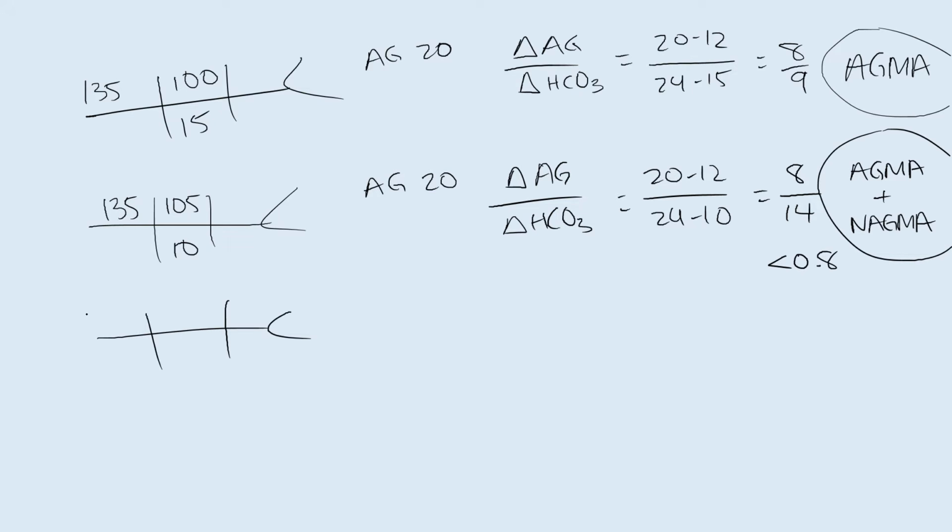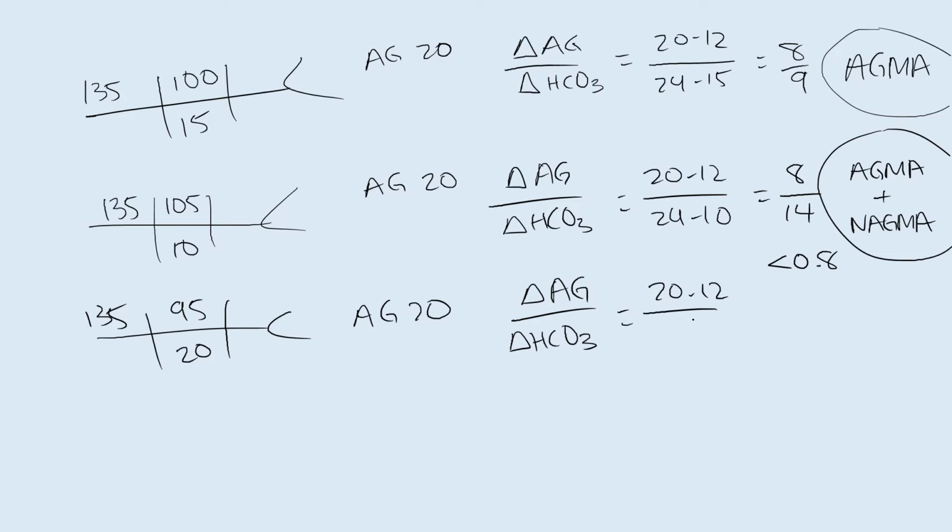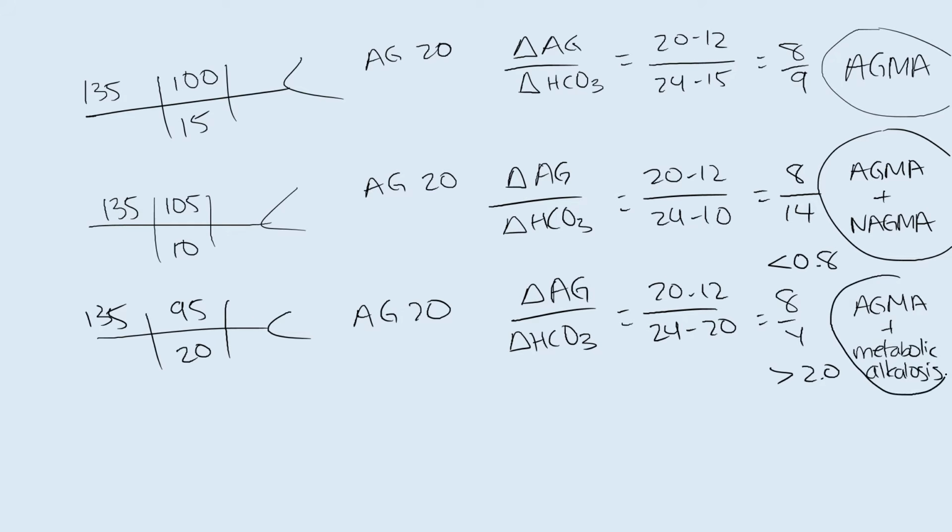Final example here. So patient has a sodium of 135, a chloride of 95, and a bicarb of 20. Again, anion gap is 20. So 20 minus 12 over 24 minus 20 equals 8 over 4. And that is a ratio of 2.0, which suggests anion gap metabolic acidosis plus an additional metabolic alkalosis. All right, so hopefully these examples help to illustrate how you actually calculate the anion gap and the delta-delta. And the delta-delta is a lot less complicated than, honestly, a lot of times it may seem when you learn it over and over.